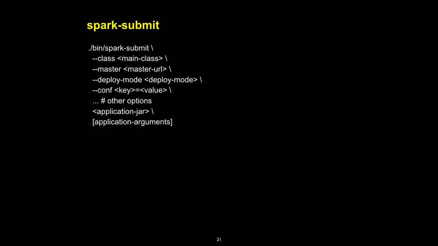Then there's master, where the URL is. Deploy mode, there's basically two: one is cluster, which basically says all the work is being done on the slaves. The master doesn't do anything. You can also have it run as a client on the master. The default on AWS is to run it as cluster.